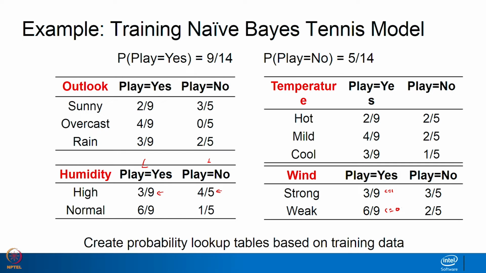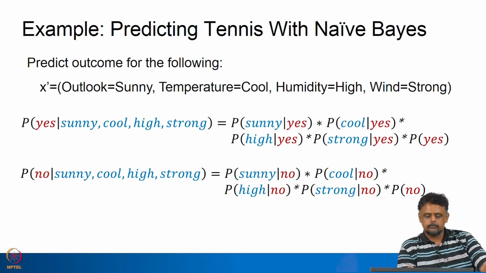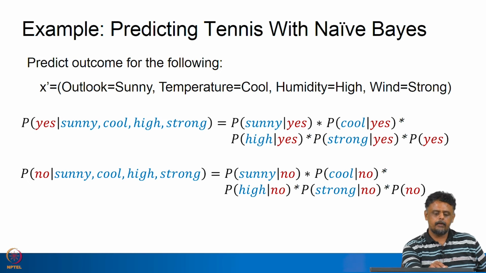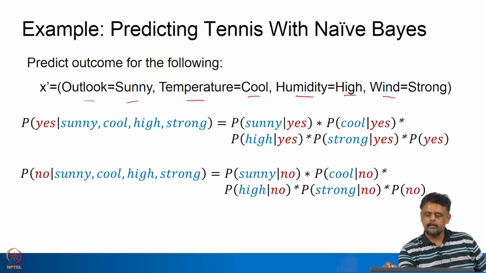Okay. So, that is the only calculation that we do for the naive Bayes model. So, what happens when a new data point comes in? A new data point is a new set of features. So, we have x equal to outlook, temperature, humidity and wind, and for this x, outlook happens to be sunny, temperature happens to be cool, humidity happens to be high and wind equal to strong.